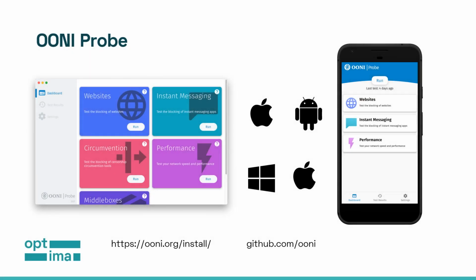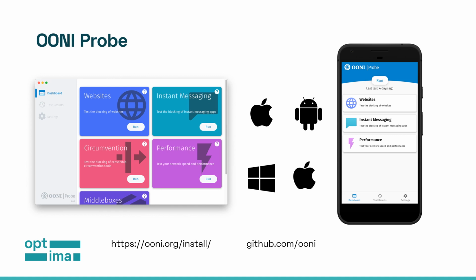So if you are interested in independently investigating the blocking of websites and apps in your own country, as part of your own research or as part of your own advocacy, you can do this through the use of OONI Probe. OONI Probe is a free app that we develop at the Open Observatory of Network Interference, and it is available for both desktop and mobile platforms. On mobile platforms, as you can see, you can get it on Android and also on iOS.